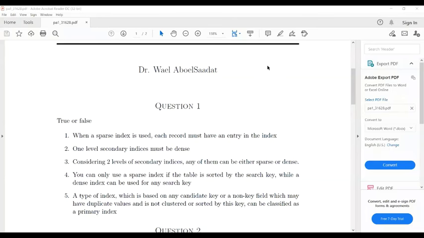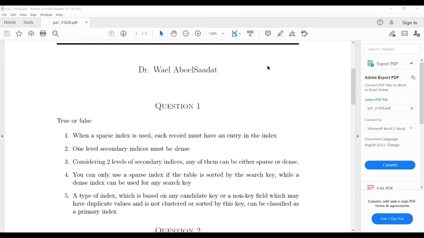So I'm going to start with the first question, true or false. The first one states: when a sparse index is used, each record must have an entry in the index. This is, of course, false, because this is a description of the dense index, not the sparse index. The sparse index indicates that each block or each page must have an entry in the index.